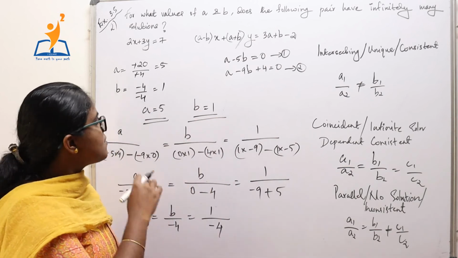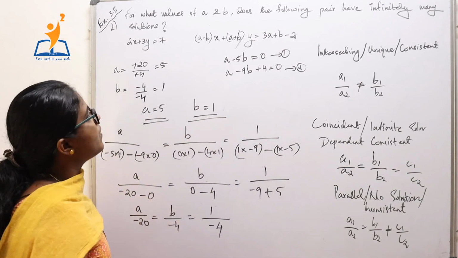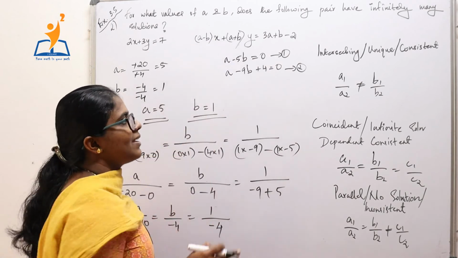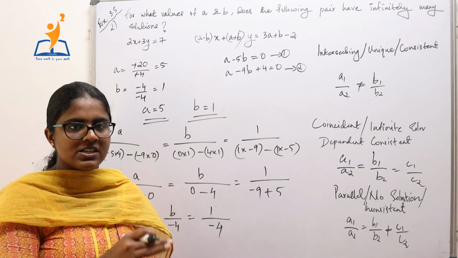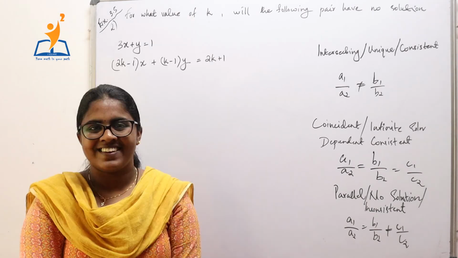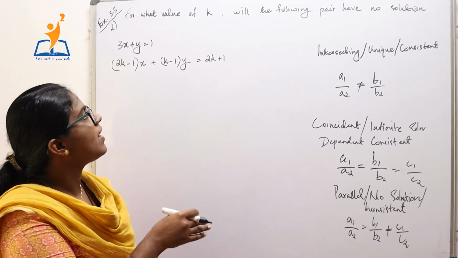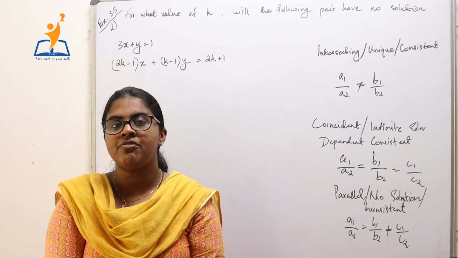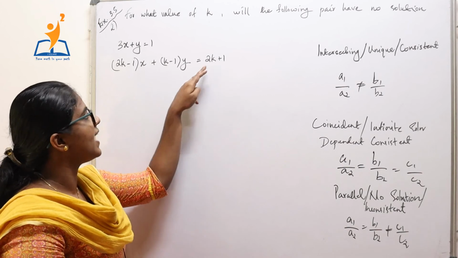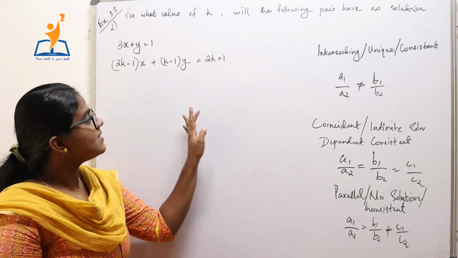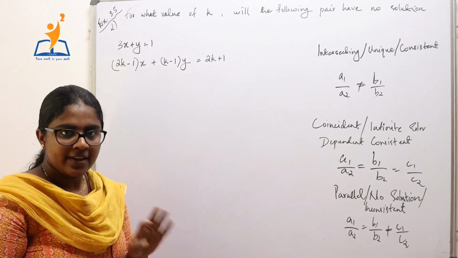So for a is equal to 5 and b is equal to 1, this pair of linear equations will have infinitely many solutions. Now we shall move to the next question. For what value of k will the following pair have no solution? This is the pair of linear equations and we want to find the value of k such that this pair of linear equations has no solution.